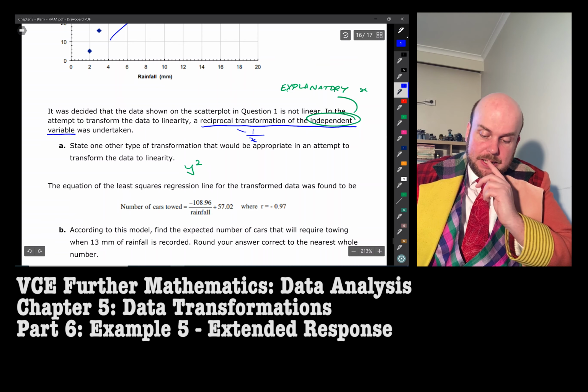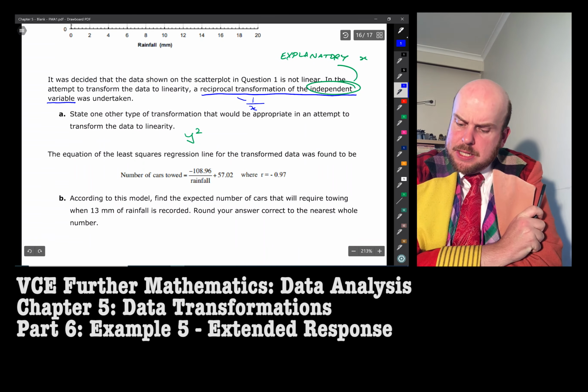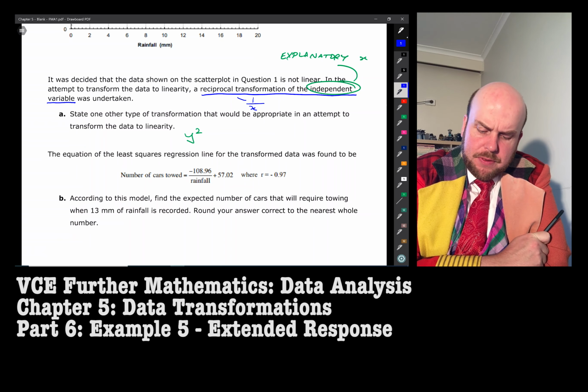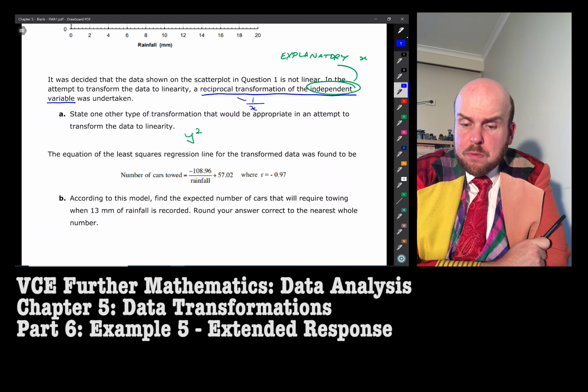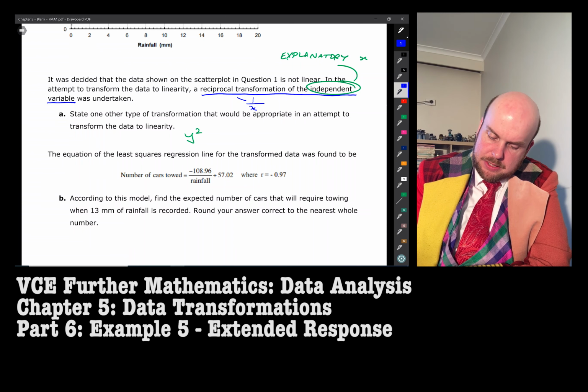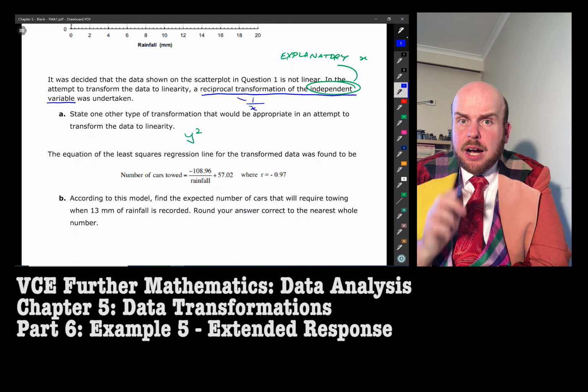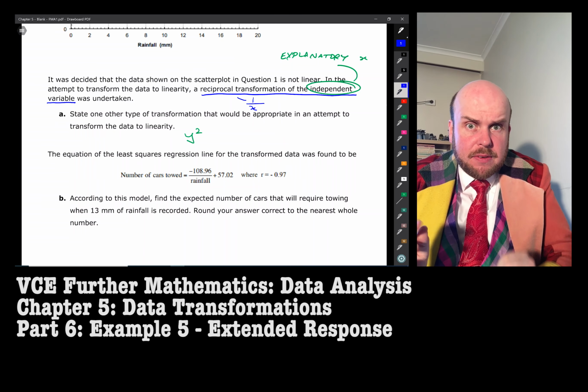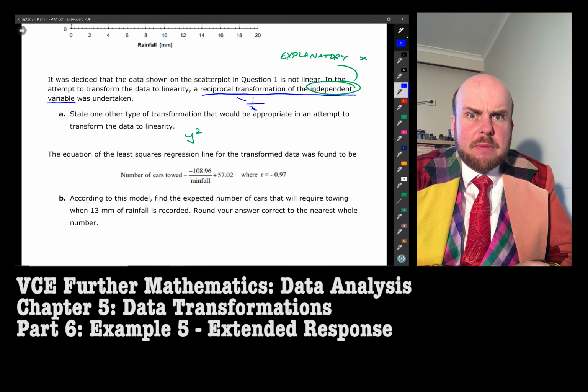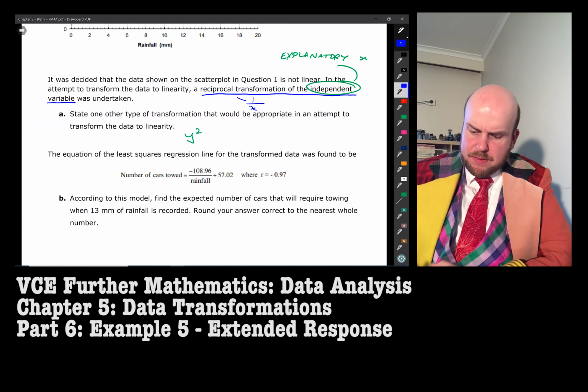The equation of the least squares regression line for the transformed data was found to be number of cars towed equals negative 108.96 divided by rainfall, plus 57.02, where r is equal to negative 0.97. Now, this equation, I should tell you, is the same as every other equation they've done. They've just flipped everything around.